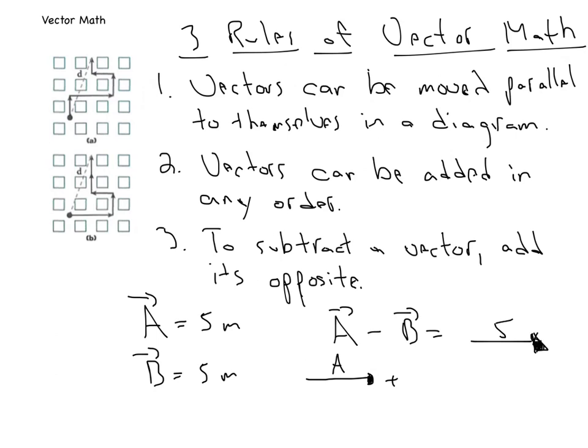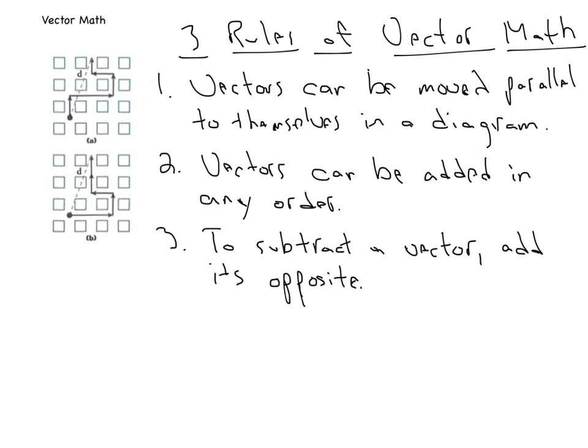It's 5 meters. But since we're subtracting them, here's vector B, here's vector A. What I'm going to do is flip this vector B 180 degrees. So it's 5 meters this way. So here we have the two 5-meter vectors. One is east, one is west, or one is to the right, one is to the left. They're both 5 meters. So the end result is 0 in that case. Okay, so all we did to subtract is we added the opposite. And to make a vector an opposite, you turn it 180 degrees.